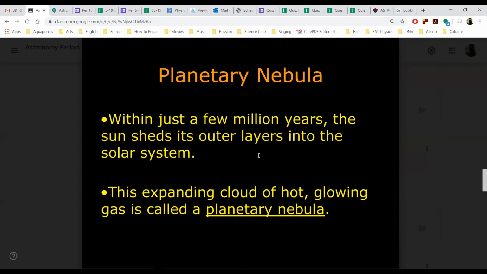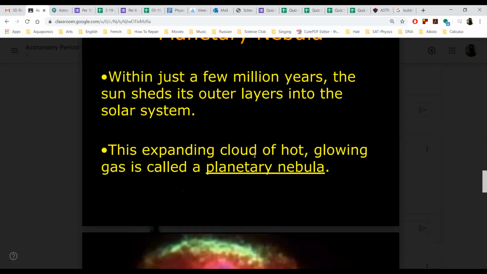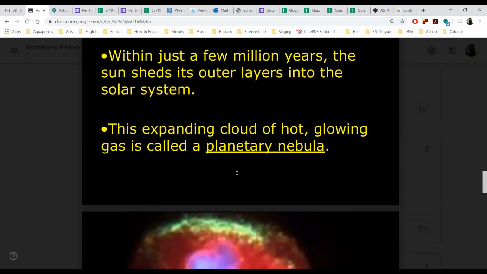So within a few million years, the sun will shed its outer layer, and the outer layer is still very hot, so it will glow, and you can detect this by using a regular telescope. And a lot of these objects were detected long before people understood what they were, and they were misinterpreted, so they were called planetary nebula. It's one of those misnomers. So planetary nebula is not the one that will form planets.